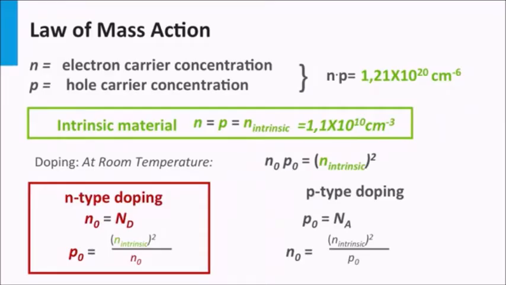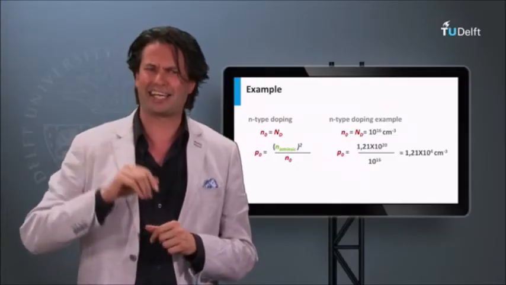The same is valid for p-doped silicon materials. We incorporate boron atoms with a density Na in the silicon network. We assume that all acceptors take one electron and therefore create a hole density P0 equal to the acceptor density Na. This means that the electron density N0 is equal to the square of the intrinsic charge carrier density divided by the hole density P0. Let's take an example.